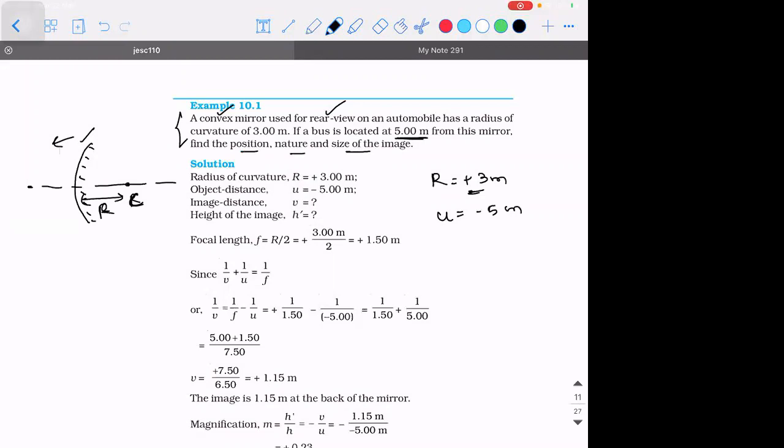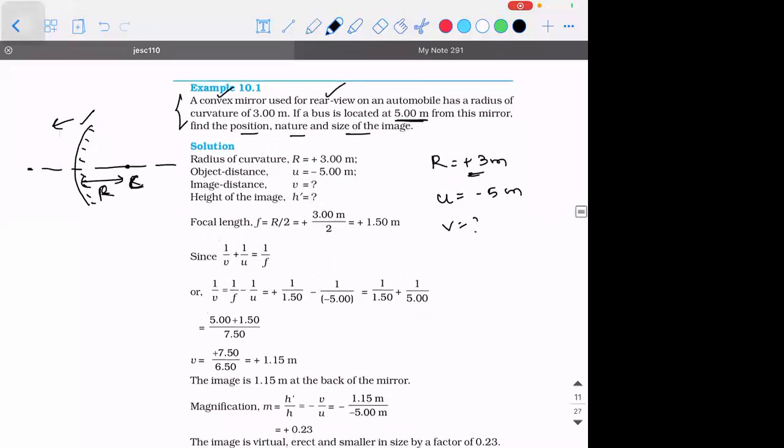So these are all the questions. Position means V is equal to what? Nature means they're asking whether it is magnified or diminished. The next is size of the image, which means the height of the image that they're asking. So V, U, and R. What is going to be the relation?